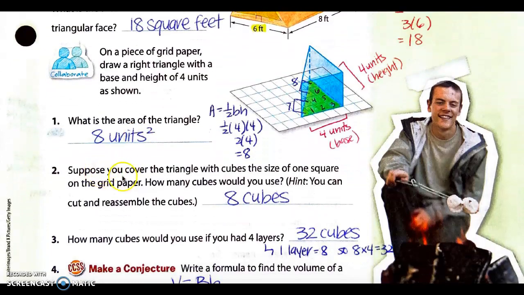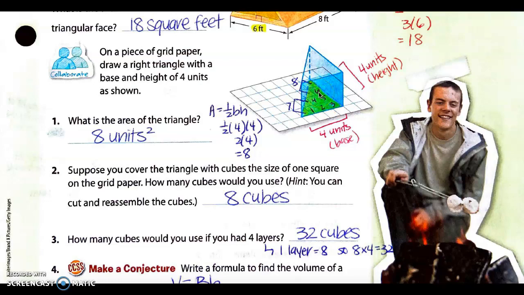Now it says right here, suppose you cover the triangle with cubes the size of 1 unit squared on the grid paper. How many cubes would you use? Hint, you can cut and reassemble the cubes. This is where all the numbering comes into play, right? If you were to count up how many cubes there are, you would find out that there are 8 cubes. So let's count them together. Every time it's a whole square unit, I'm going to number it. These are halves, so I'm going to leave them alone for now. So that's 1, 2, 3, 4, 5, 6.